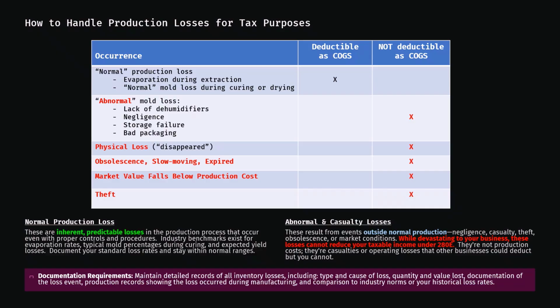If it's normal, you may get relief. If it's avoidable, though, you're out of luck and maybe in hot water.